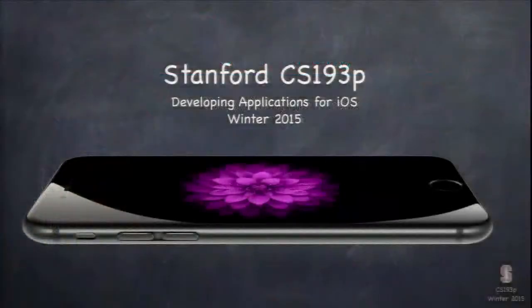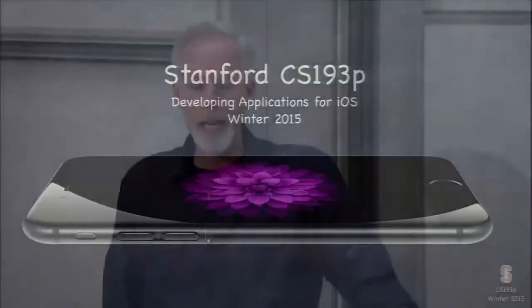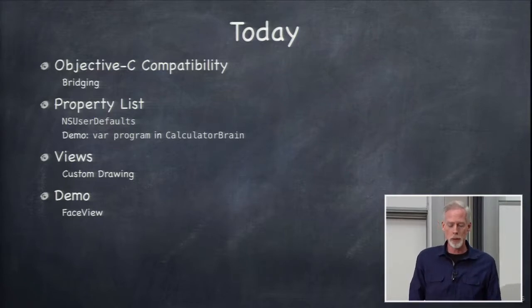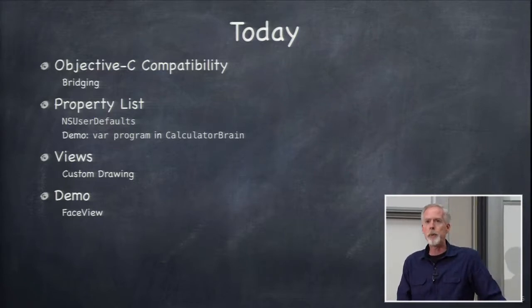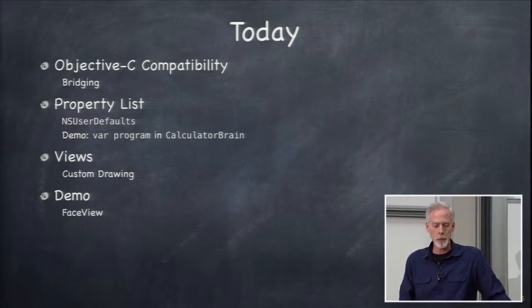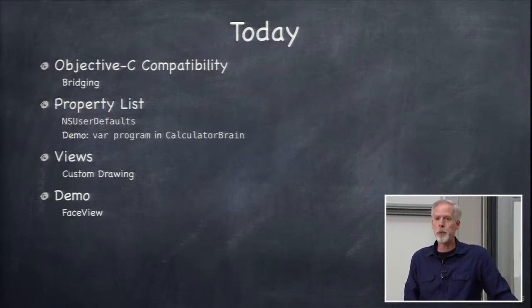Okay, well, welcome to Stanford CS193P, winter of 2015. This is lecture number 5. And today we're going to finish up what we were talking about last time and talk a little bit about Objective-C compatibility because, of course, iOS was originally written in an entirely different language. And so there's a little bit of bridging between the Swift world and the old world. And we're going to talk about an example of using AnyObject, which is property lists. And I'm going to do a kind of a brief demo even showing you that.